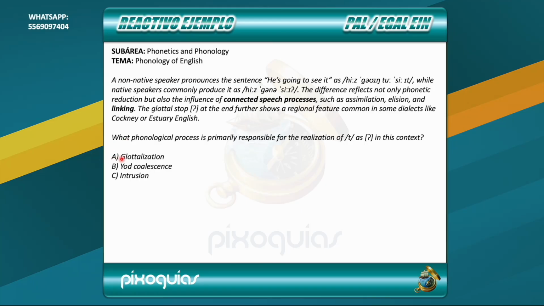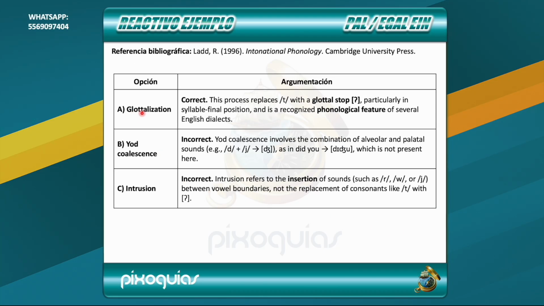A. Glottalization. B. Yod coalescence. Or C. Intrusion. The correct answer is A. Glottalization. This process replaces T with a glottal stop, particularly in syllable-final position, and is a recognized phonological feature of several English dialects. B and C are incorrect because yod coalescence involves the combination of alveolar and palatal sounds, as in "digit," which is not present here. And intrusion is incorrect also because intrusion refers to the insertion of sounds between vowel boundaries and not the replacement of consonants like T.